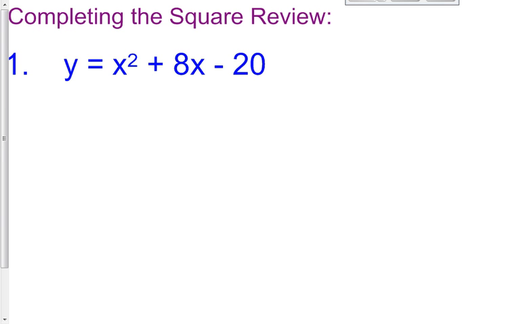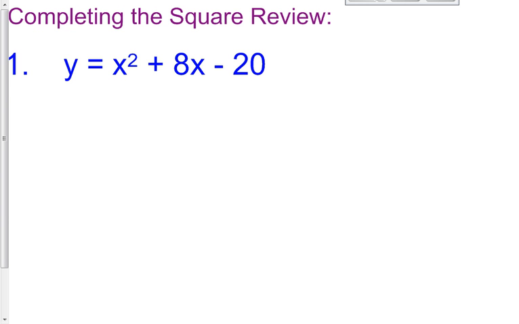Hello everyone, we're still on our 8.1 notes. We're just going to do a little review on completing the square. The reason for this review is because we're going to be talking about equations of circles tomorrow. And with those equations of circles, we're going to have to do some rearranging of our information in order to put it into a quantity squared, which is what completing the square does. So we're going to practice that a couple times today so that we can be prepared for it tomorrow.